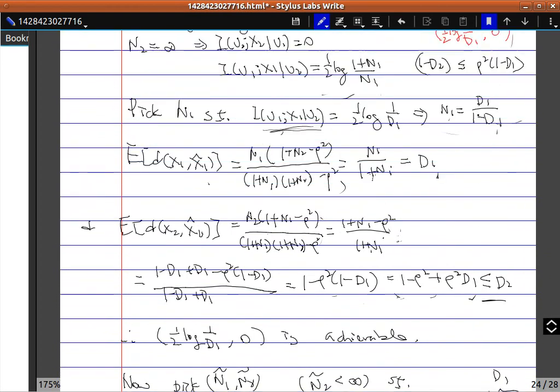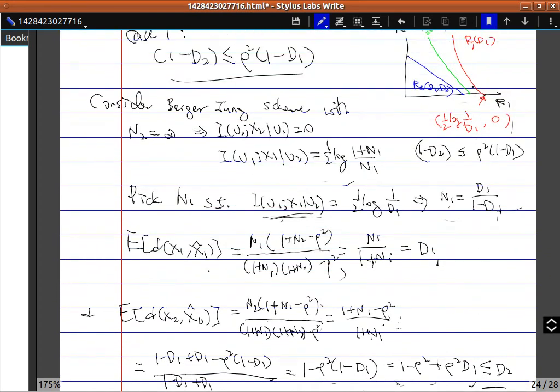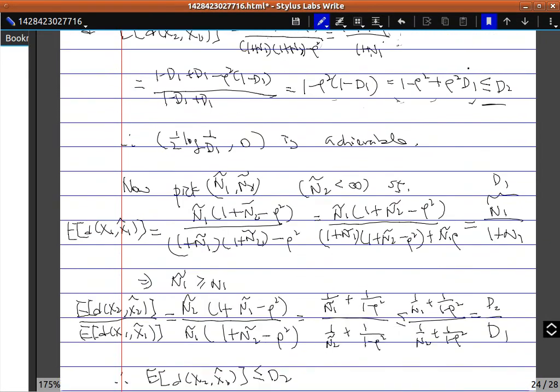Now as we move upward, what we want is to pick some other m1 and m2. So let's pick now, because we're sending something for x2, the new n2, n2 tilde, is no longer infinity, so we'll have n2 tilde less than infinity, and m1 tilde we will pick in such a way that the distortion for x1 is still d1.